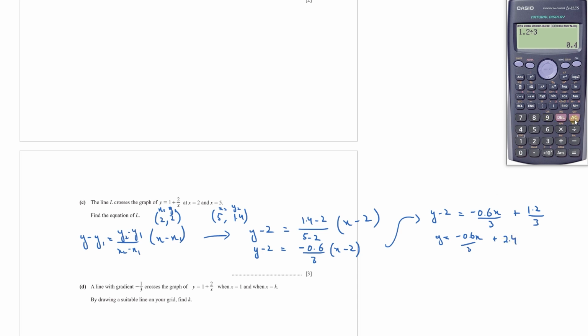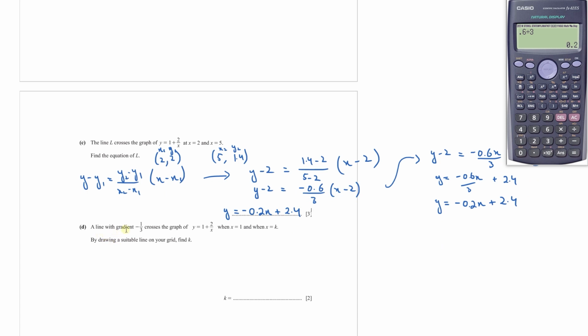And then you can also convert this into decimal. So 0.6 divided by 3 will be, sorry, 0.2, with the minus sign as it is. So this will be y equals minus 0.2x plus 2.4. So this will be your final equation of the line. y equals minus 0.2x plus 2.4.